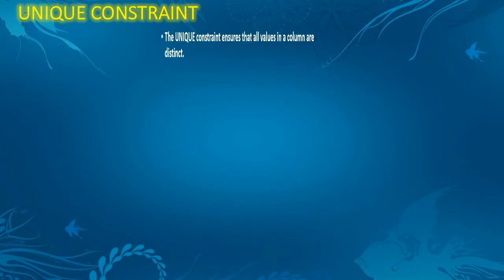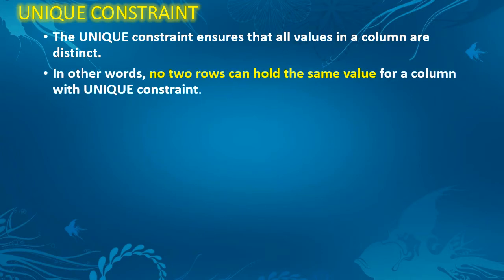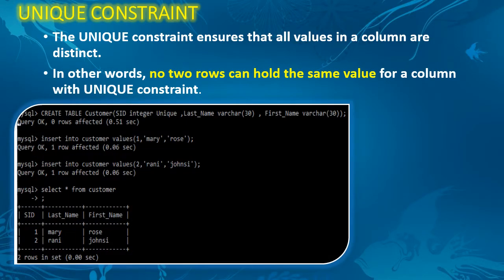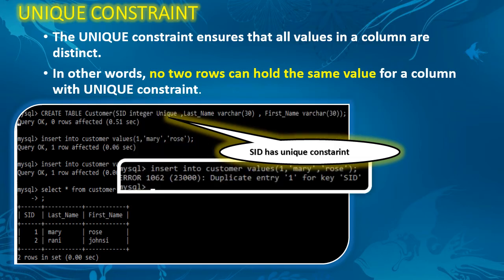Next, unique constraints. Each value is unique in the table. In other words, no two rows can hold the same value for a particular column, but it accepts the null value. See here, customer table is created and SID is a unique key. And I am inserting the first row, 1 Mary, row inserted. And the second row, Rani Jhansi, is also inserted. Select from customer shows the records from the table customer. So two records are shown.